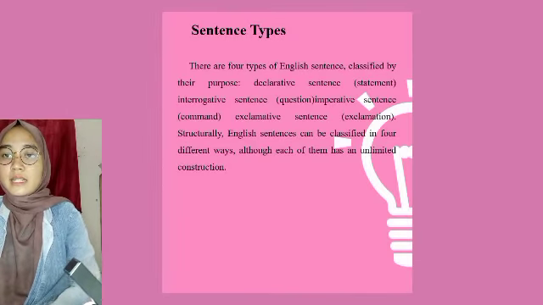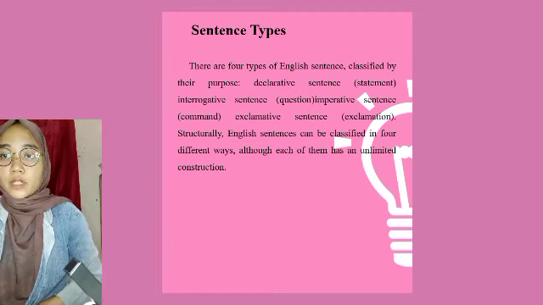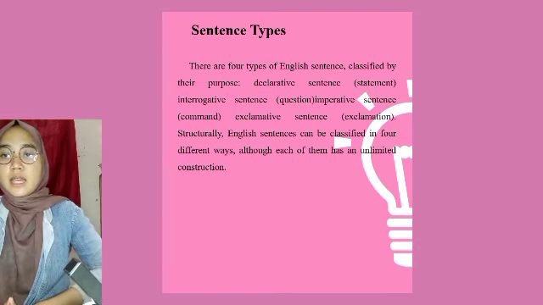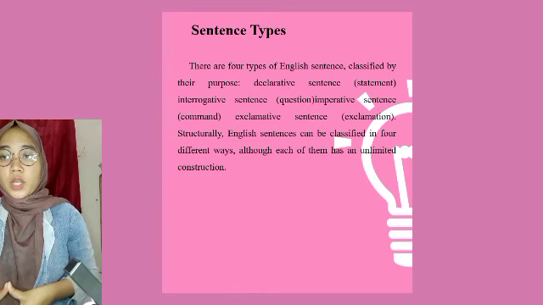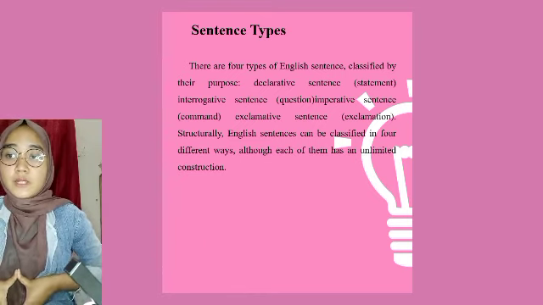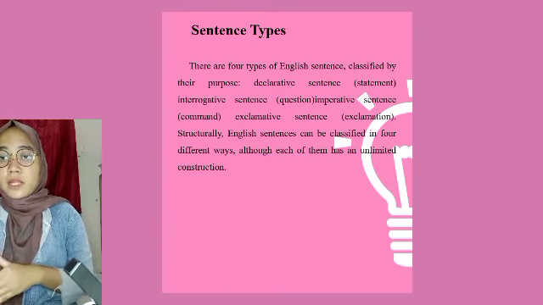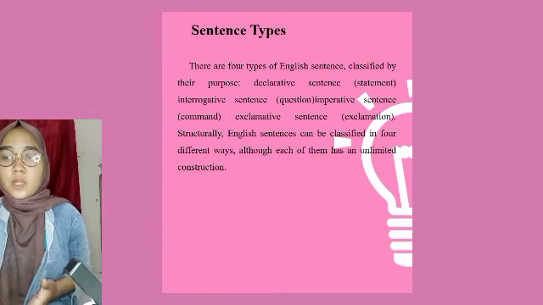Next, sentence types. There are 4 types of English sentence classified by their purpose. First, declarative sentence or statement. Then, interrogative sentence or question. Next, imperative sentence or command. And then, exclamative sentence or exclamation.